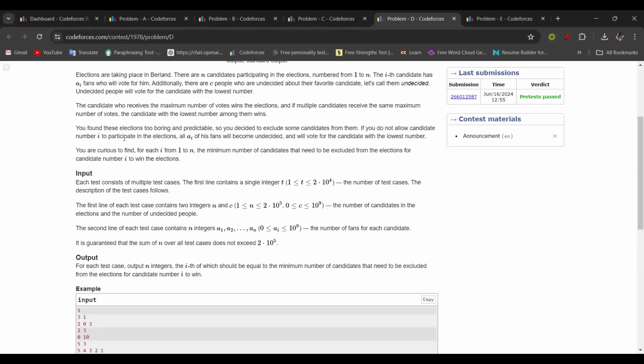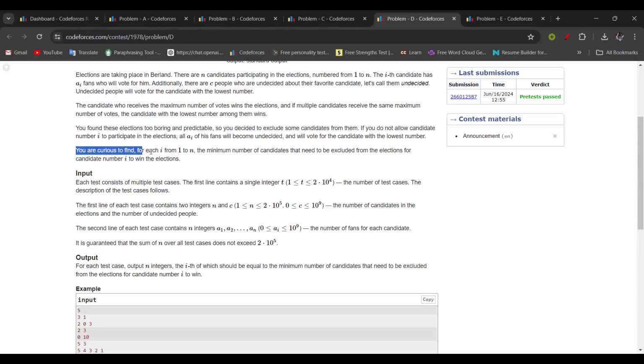So for that, what you did, you decided to remove some of the candidates from the election. If, let's say, you remove the ith candidate from the election, then all the people who were fans of the ith candidate would become undecided and would vote for the candidate with the lowest number, simply. And then accordingly, the candidate having higher votes would win.